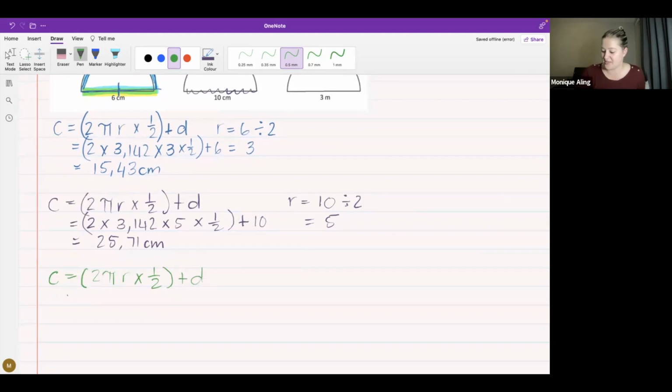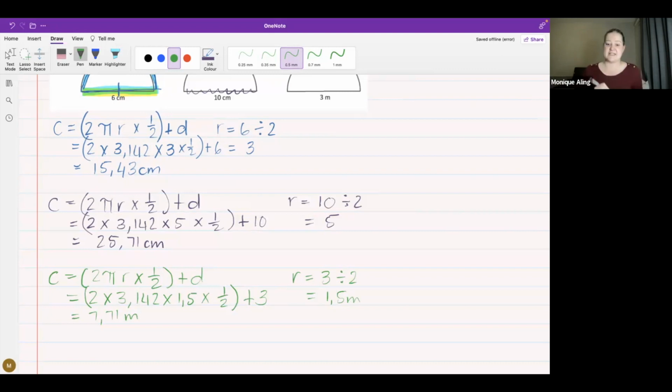Okay, so substituting all the necessary information into our formula. Our radius is equal to 3 divided by 2, which gives us 1,5 meters, times by half because it's half a circle. And we add the diameter, which is 3. And we get an answer of 7,71 meters.